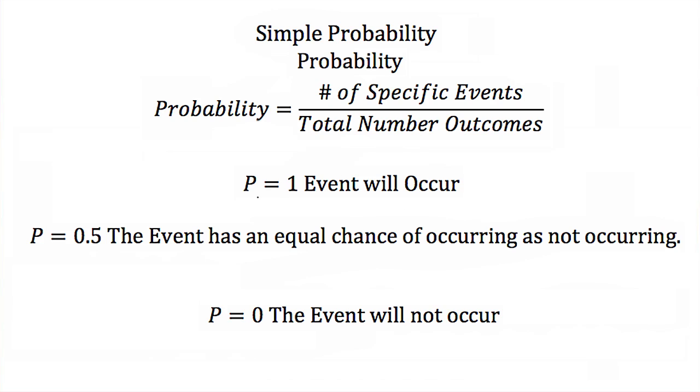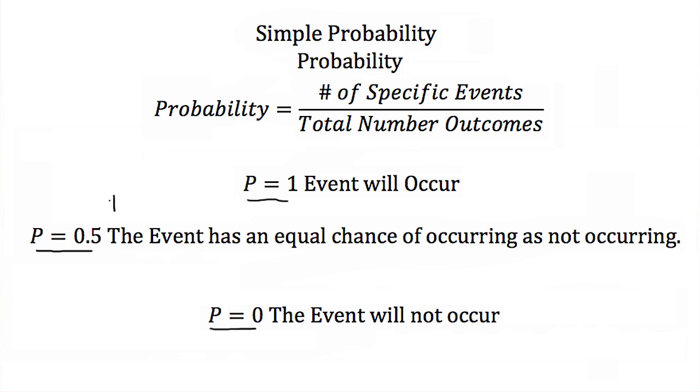So if we have a probability equal to 1, the event that we're talking about will always occur. If we have a probability equal to 0, then the event we're talking about will never occur. Halfway between these, if we have a probability equal to 0.5, then the event we're talking about has an equal chance of occurring as not occurring.